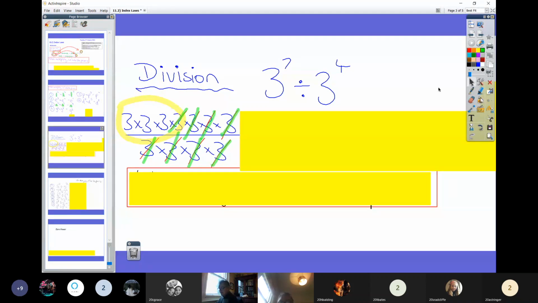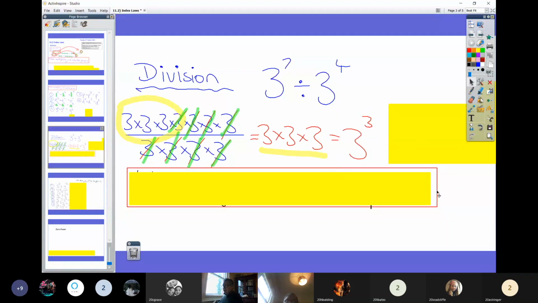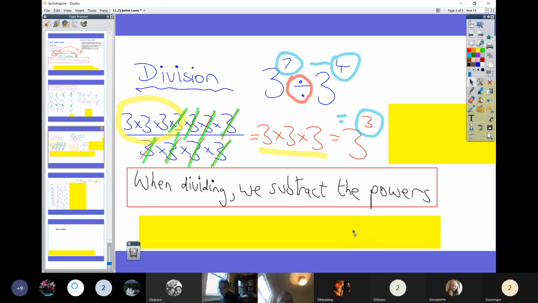Okay, so I'm just left with 3 times 3 times 3, which popping that as a power is 3 to the power of 3. So again, we're going to say to ourselves, when we are dividing, what is the rule that links the 7, the 4, and the 3? Well, you can just see that we're taking away. 7 take away 4 equals 3. So when we are dividing, we subtract the power. When dividing, we subtract the power. And it's as simple as that, guys.